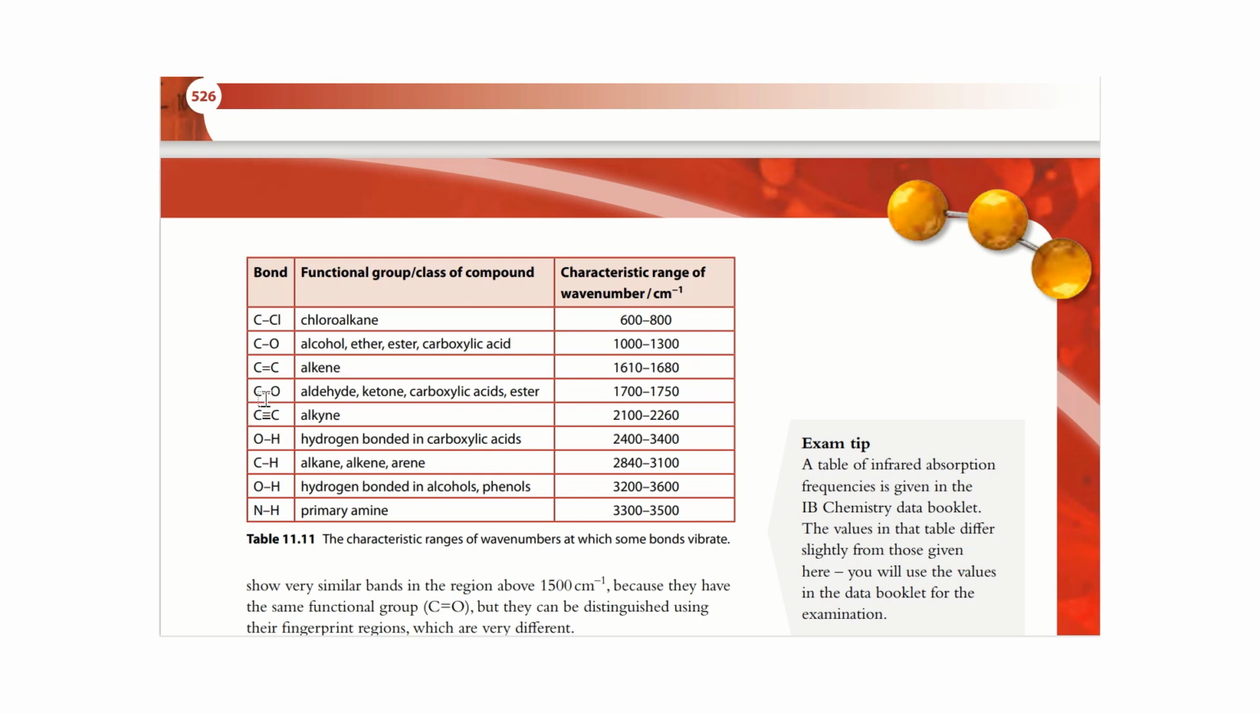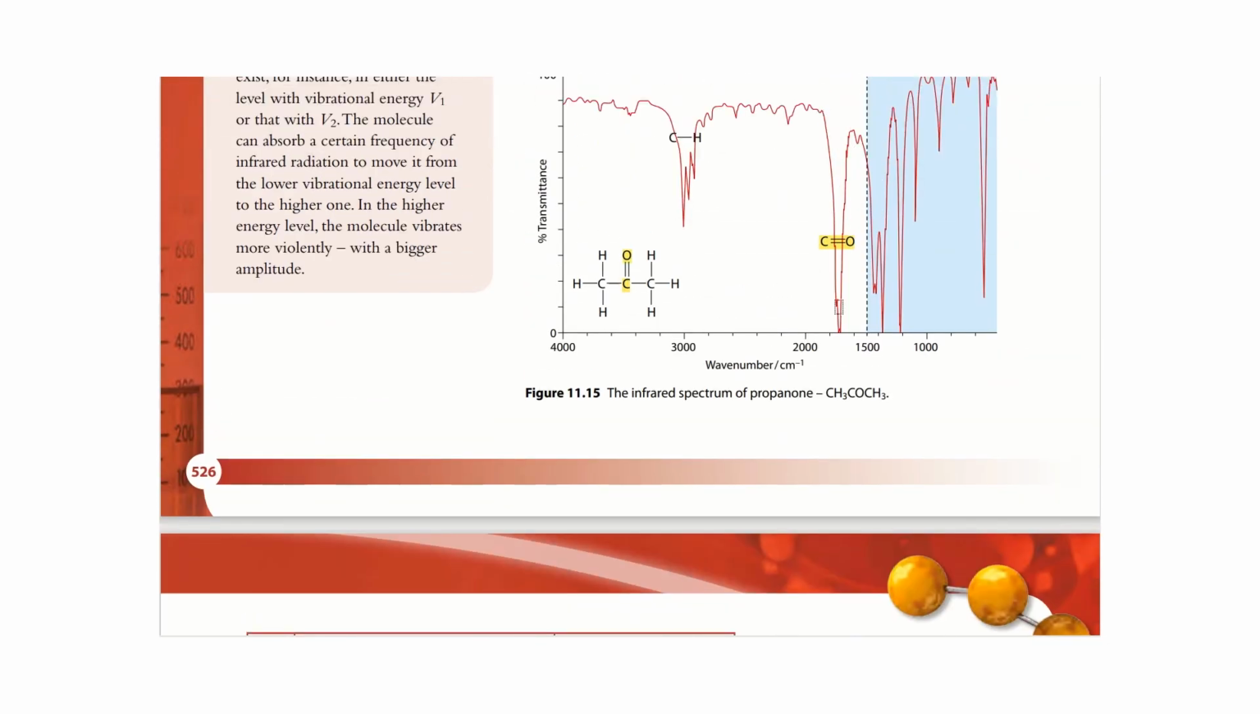However, if I have a carbonyl group like you saw before, which is indicative of the presence of an aldehyde, a ketone, a carboxylic acid, or an ester, this would absorb with a very sharp peak between 1700 to 1750. So if I look at this peak again, I can see that this is indicative of a C=O double bond and not a C-O single bond.